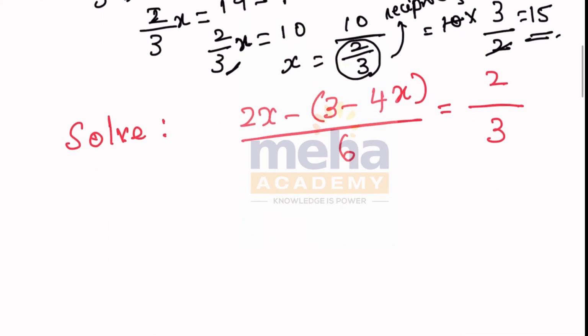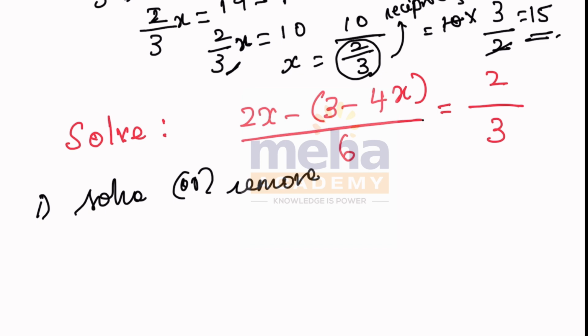Next question. So again here, if you look at this question, we have only two fractions, one in the LHS side, the other one on the RHS side. But in the LHS side, we have a numerator with brackets. So first thing, remove the brackets, then we can do the cross multiplication, because whenever we have two fractions separated by equal to sign, we always cross multiply. So how to remove the brackets?